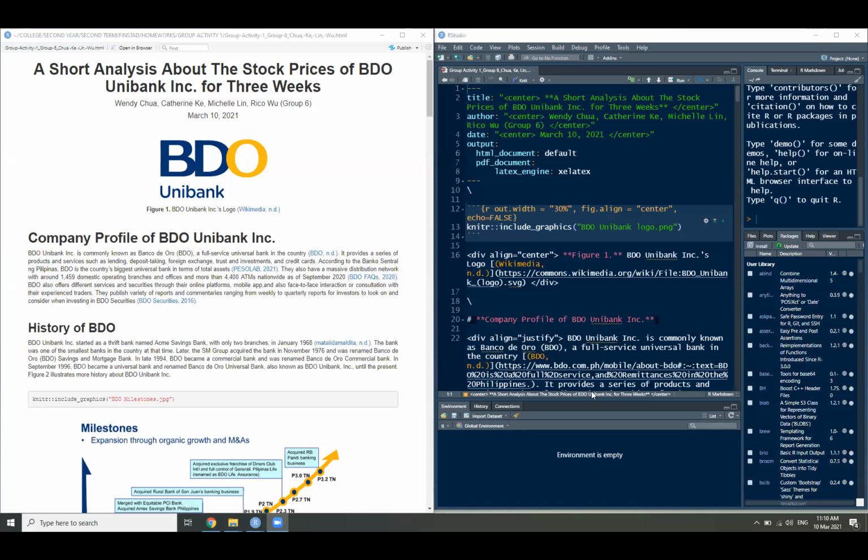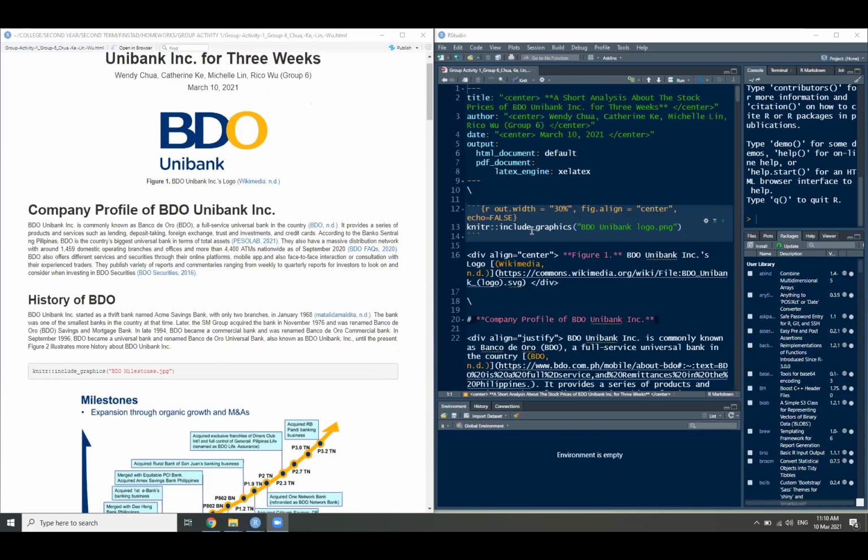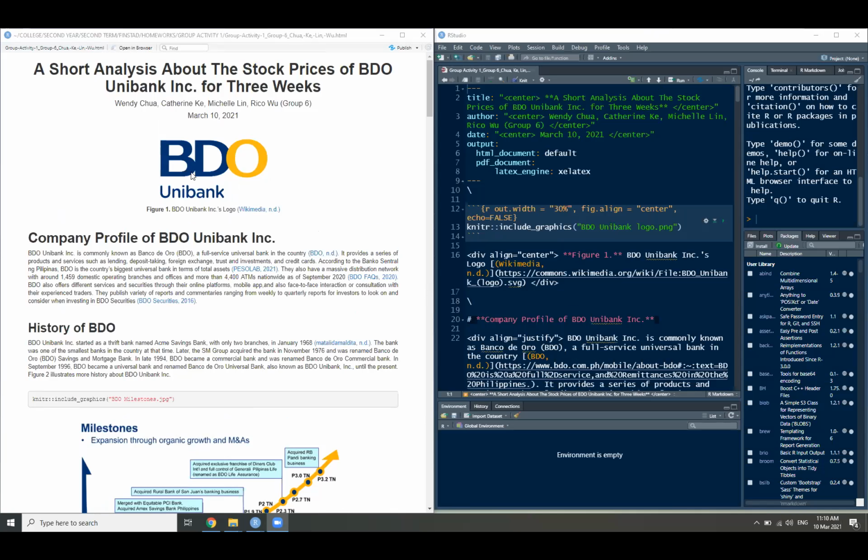Hello everyone, we're group 6 and our topic for our markdown is a short analysis about the stock prices of BDO Unibank Incorporation for 3 weeks, specifically February 15 to March 5. Then for the first part, we inserted a logo of BDO Bank.